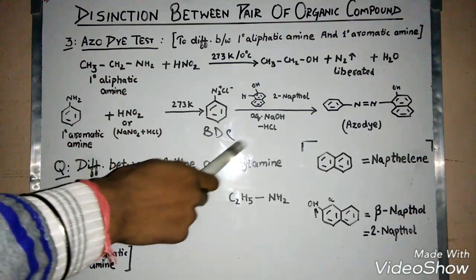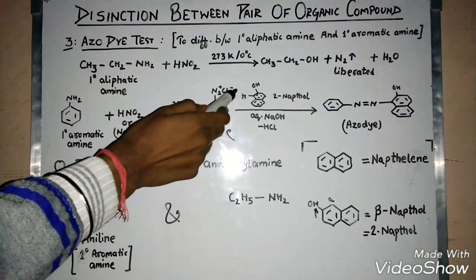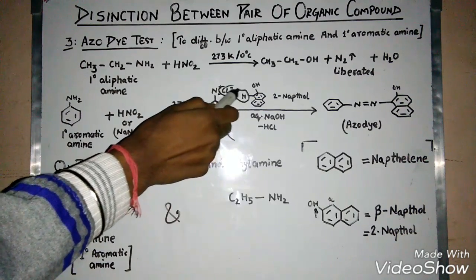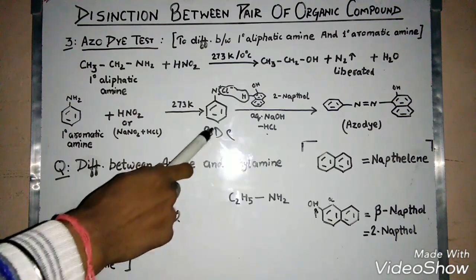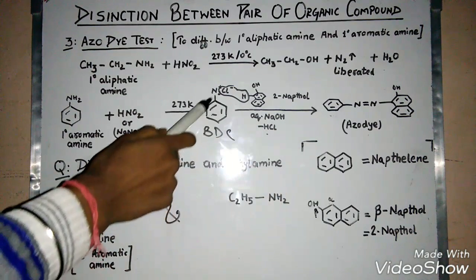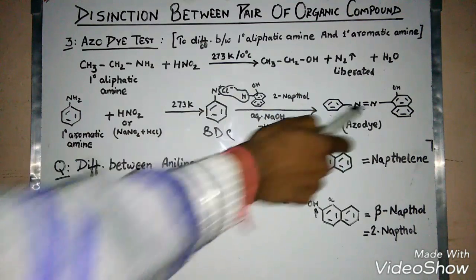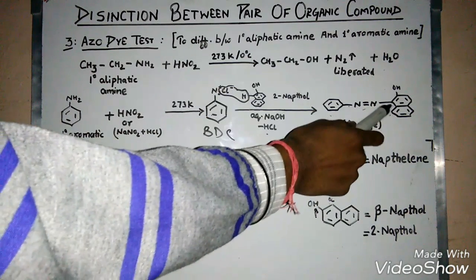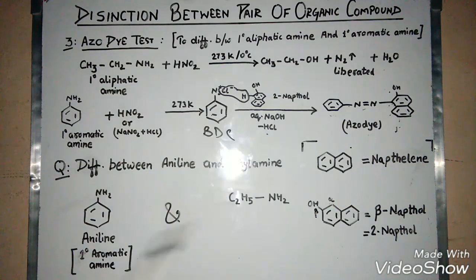So when BDC is reacted with 2-naphthol, I am showing here an H atom, so that the side product is minus HCl, and then the resultant compound can be written as: this is the benzene ring, N double bond N, that is N2, and then N2 gets attached to this carbon. So this is the resultant compound. This compound gives a characteristic color and therefore is known as an azodye. This is the complete azodye test.